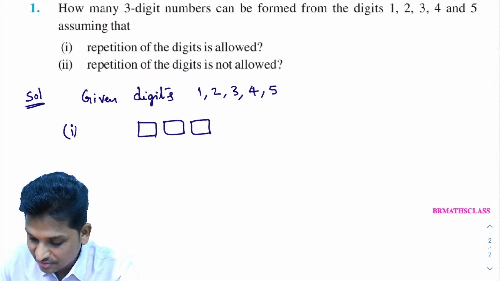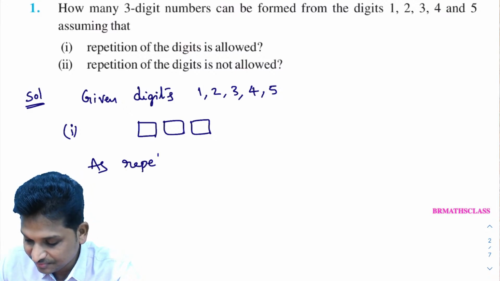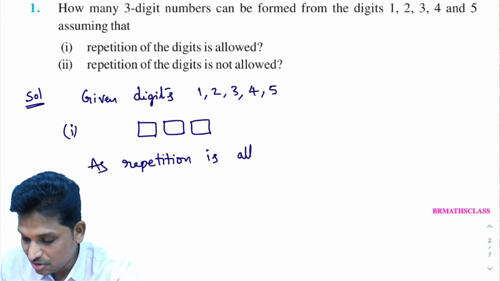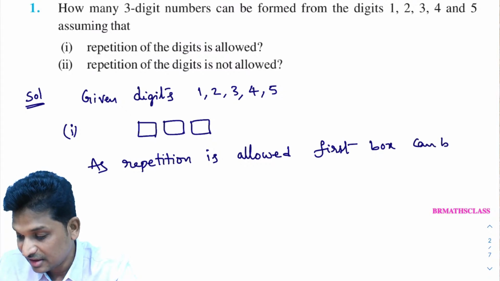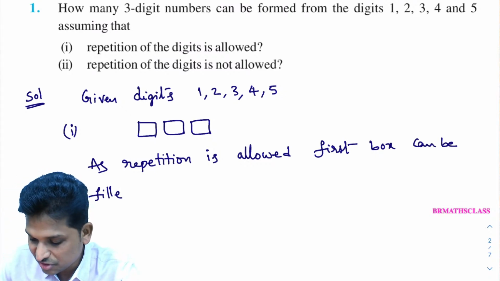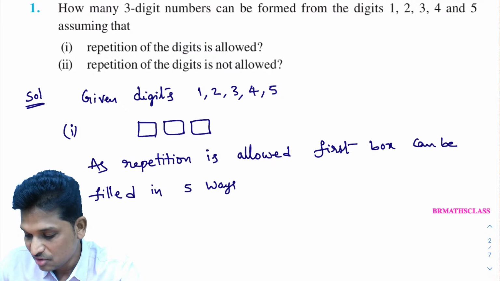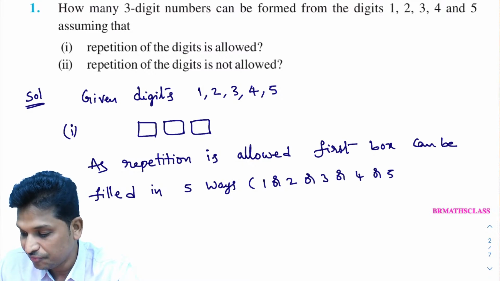I'll write here: first box, as repetition is allowed, first box can be filled in how many ways? The first box can be filled in 5 ways. What are those 5 ways? 1, 2, 3, 4, 5.